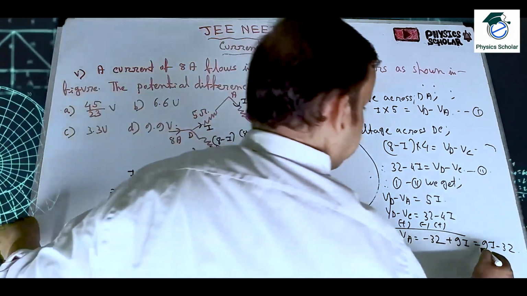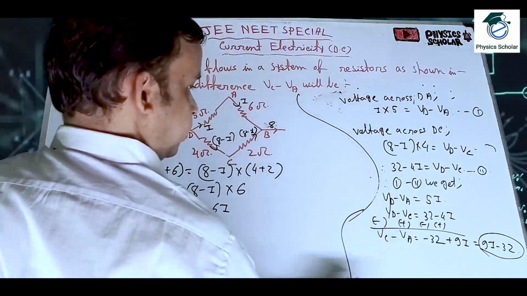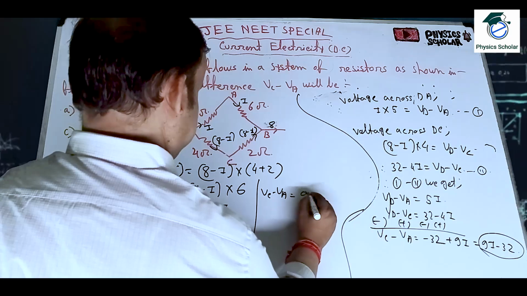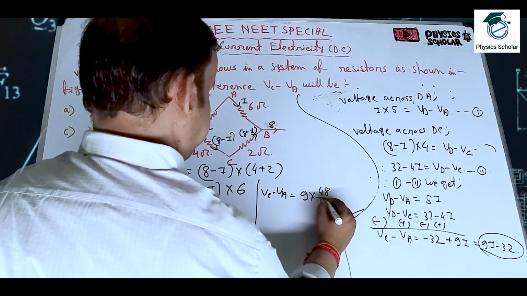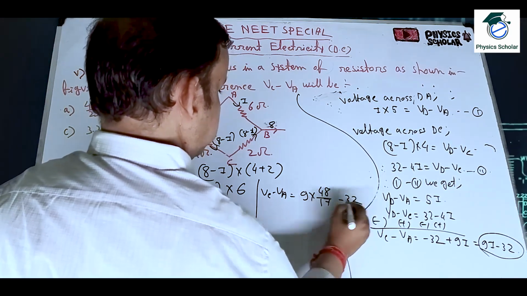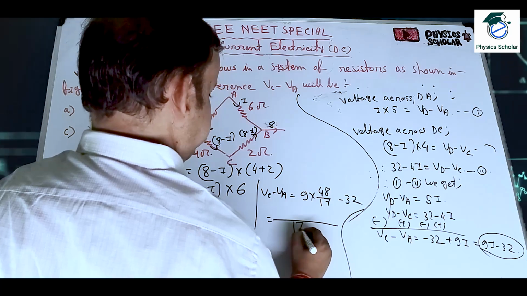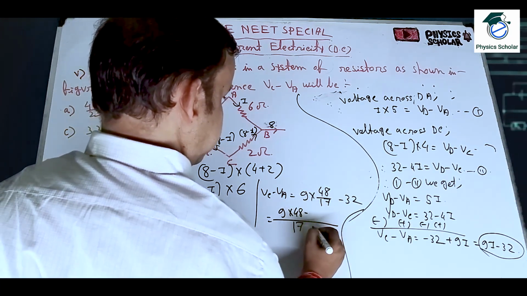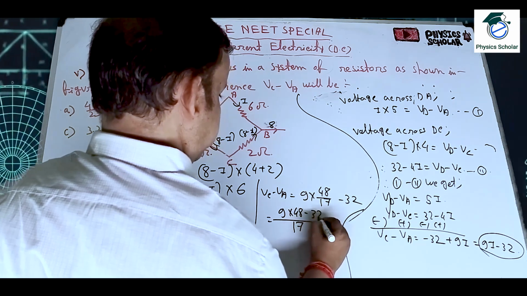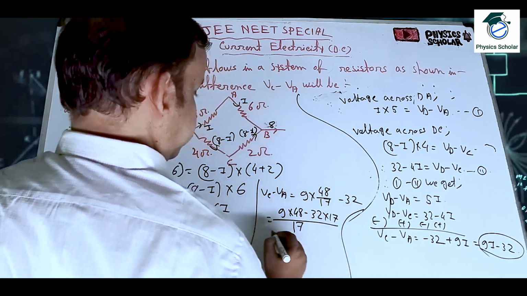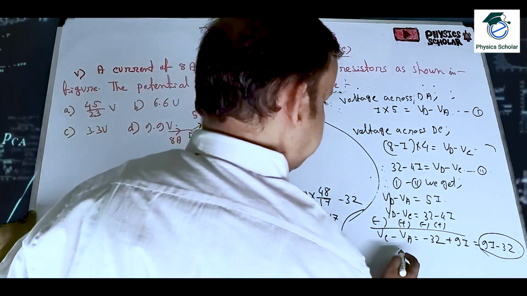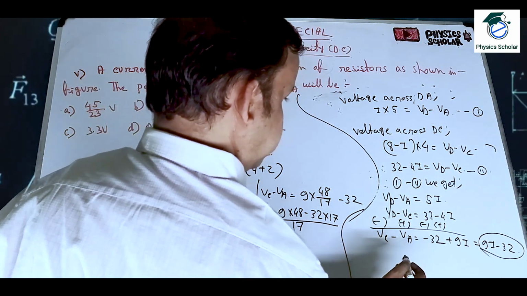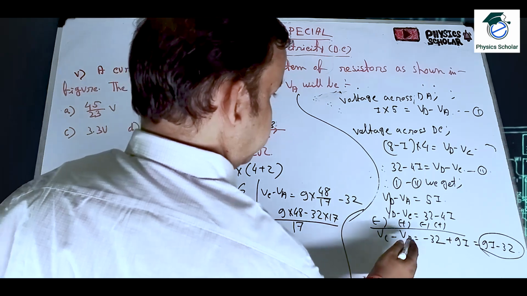Now here we have to put the value of I. VC minus VA is equal to 9 into 48 by 17 minus 32. So it is 9 into 48 minus 32 into 17, all over 17.